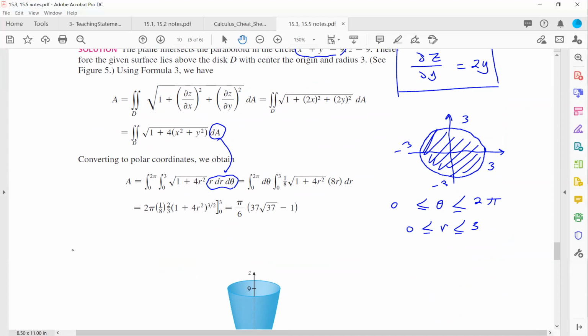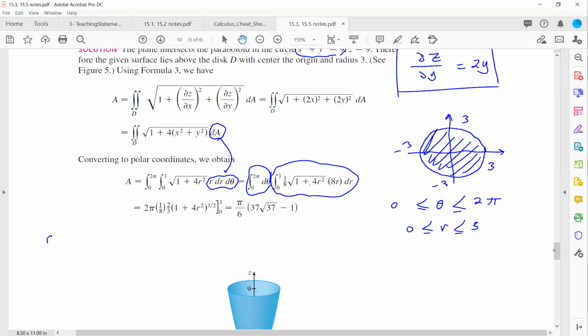Can I separate these two integrals? Of course. I only have r and d theta. There is no theta here. So I know that my angle ranges between 0 to 2 pi. And the second integral is 1 over 8 times the integral of the square root of 1 plus 4r squared, times 8r dr. So why do I need that?